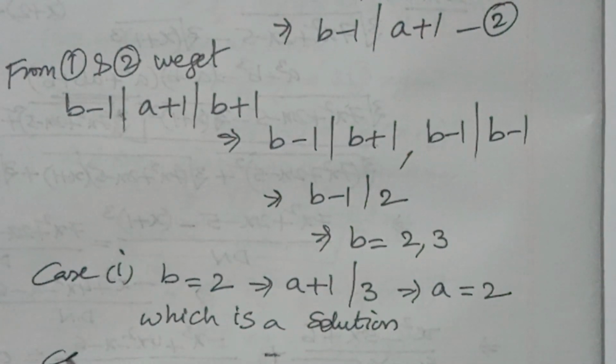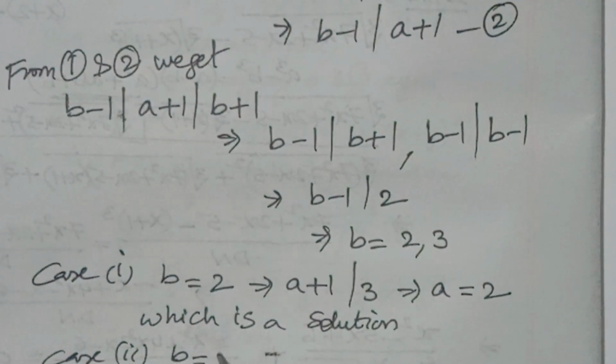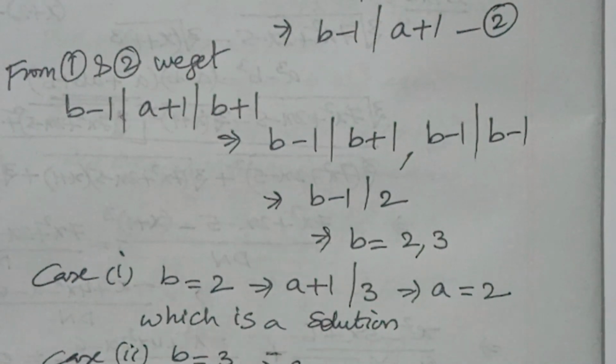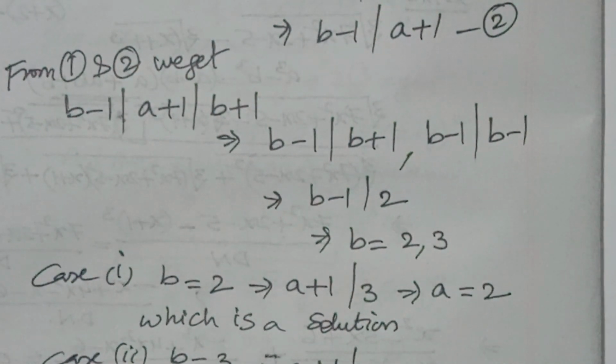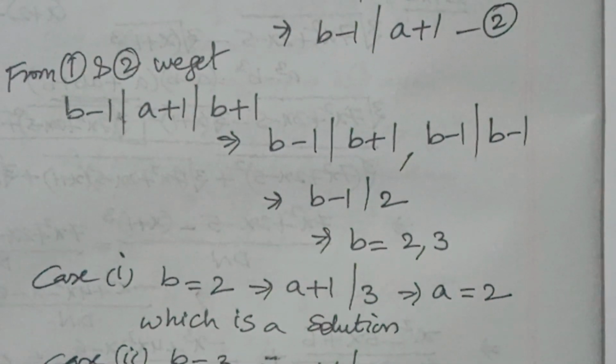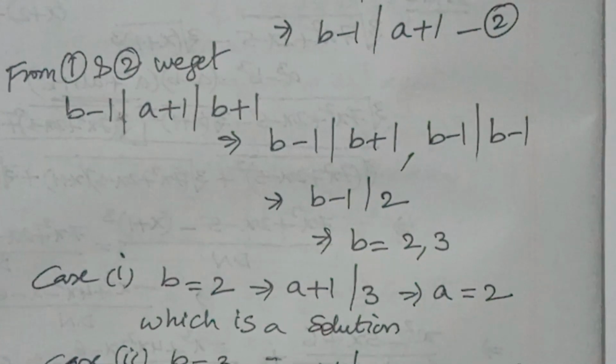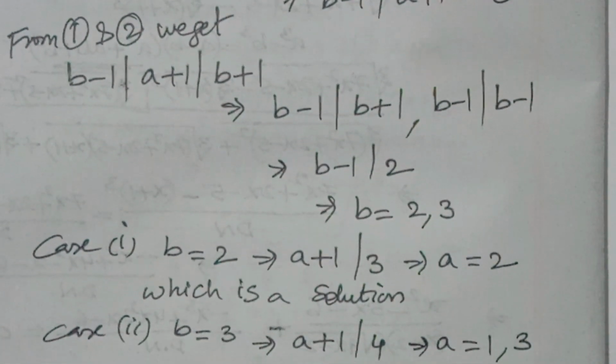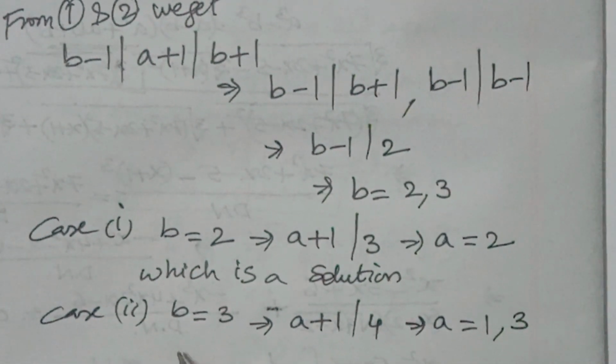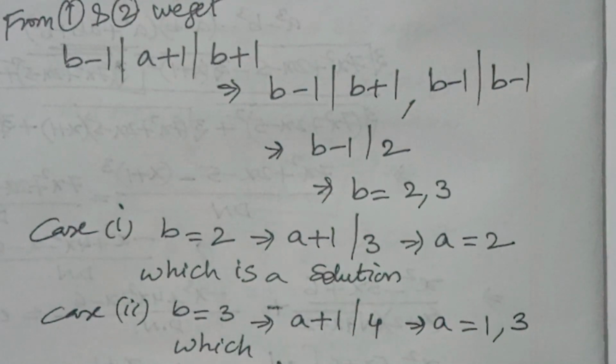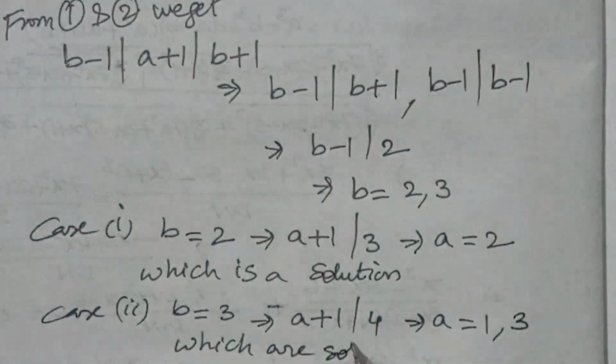Now if you take case 2, b value is 3. That implies a + 1 divides 4. That implies a is equal to 1 or 3. Which are solutions.